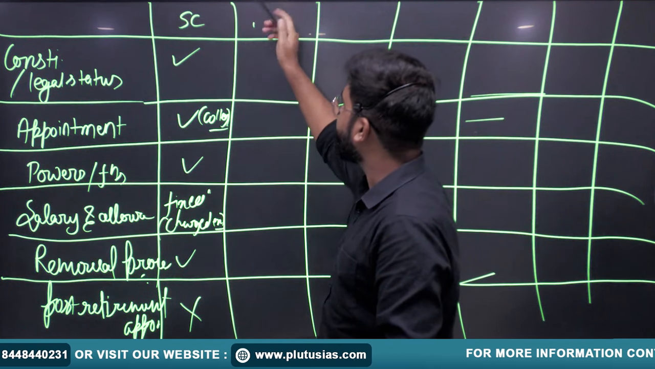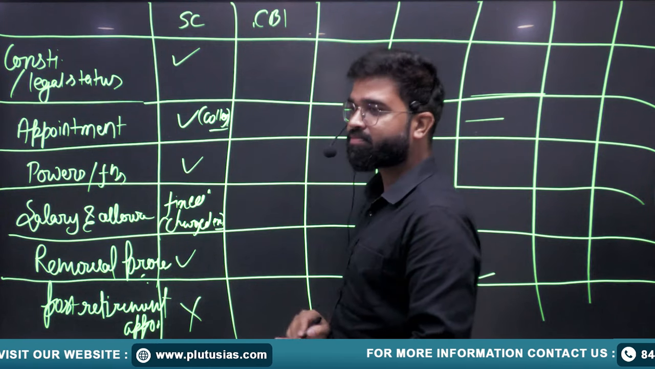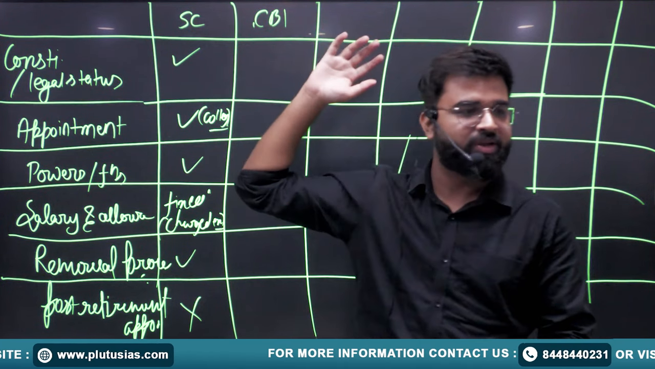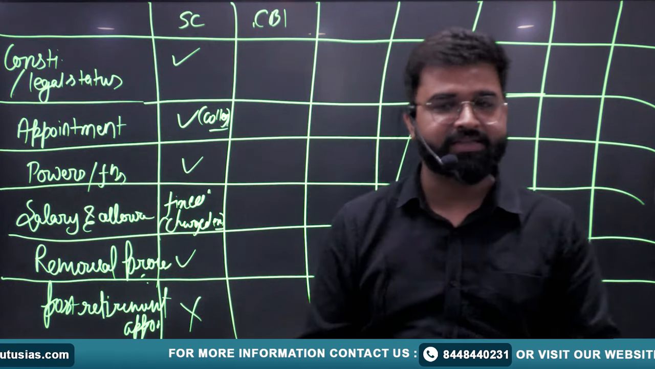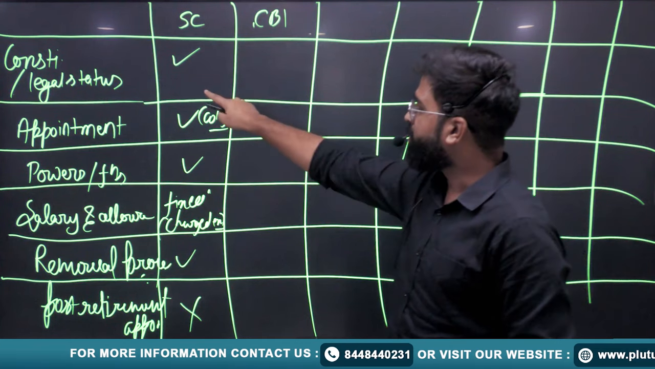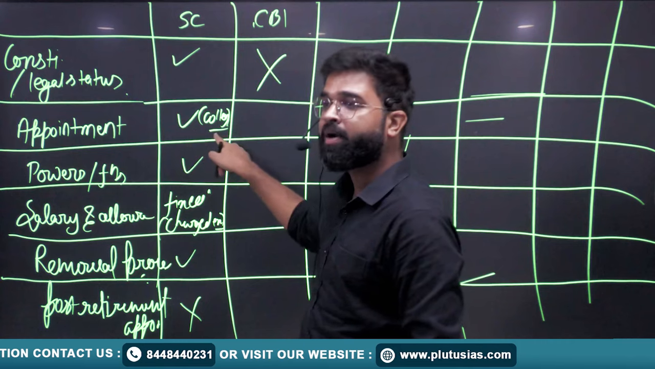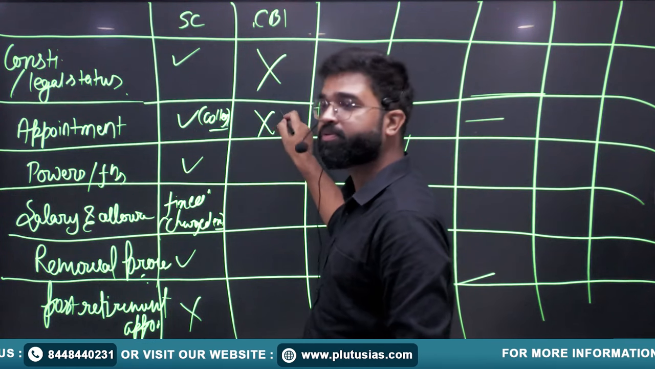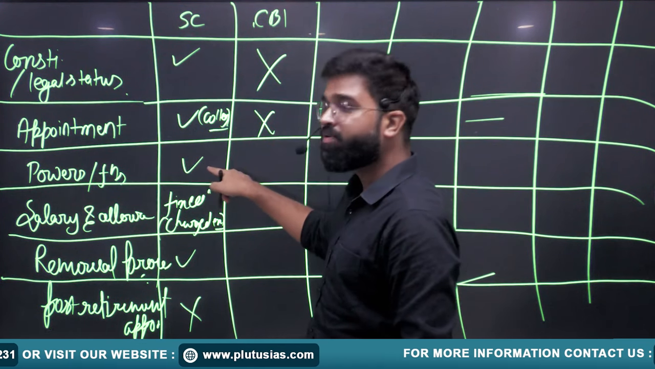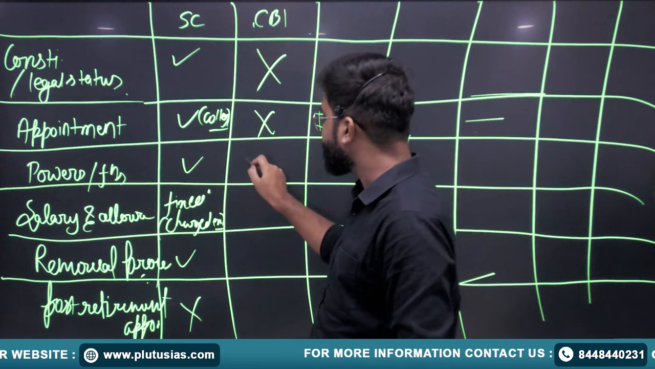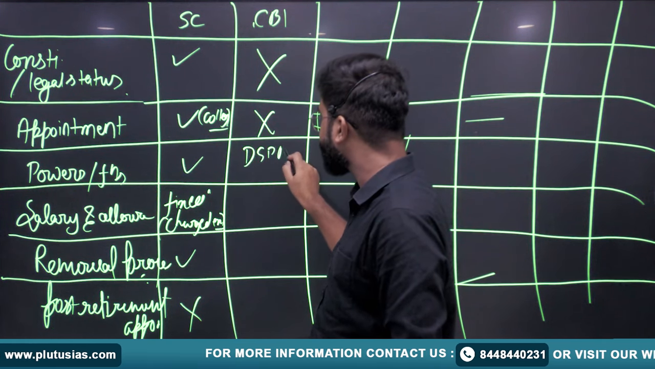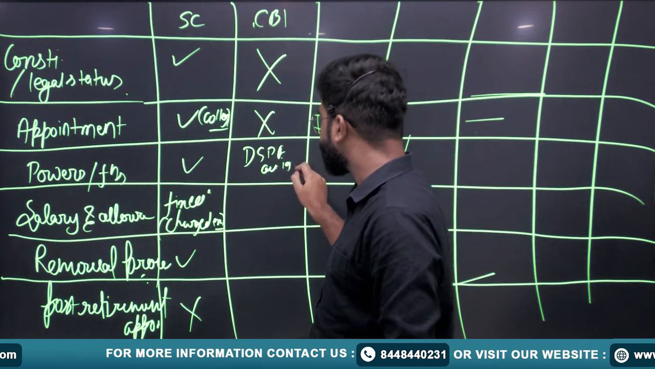अब आ जाओ, आप तो CBI पे आओ अब सीधा. You can also make this particular chart for each organization. For CBI, constitutional status, legal status, no. Appointment directly by the executive, no. Powers and functions, they are, yes, from DSPE Act 1946. It is okay.